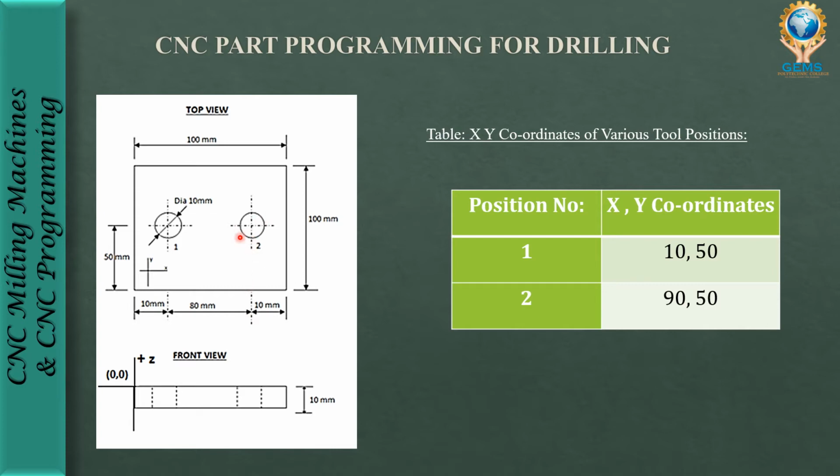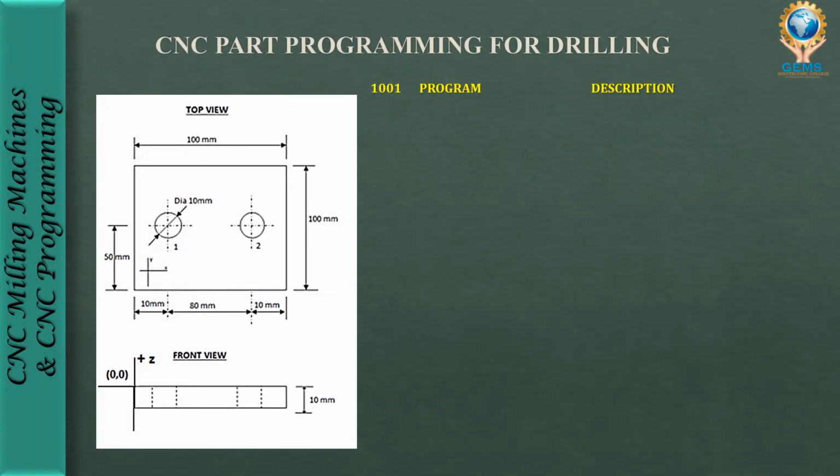These XY coordinates are very important in writing the CNC part programming, so that it will accurately locate the tool position towards the workpiece, and it will do the drilling operation. Now let's start writing the program.